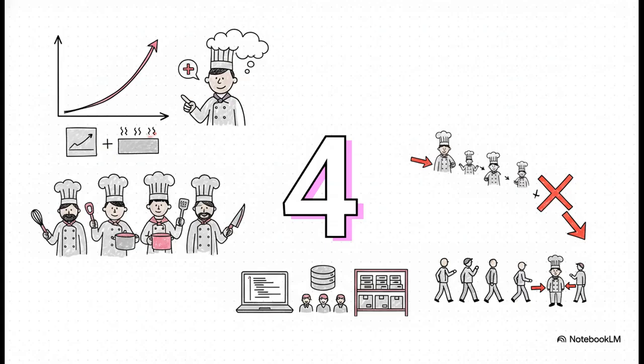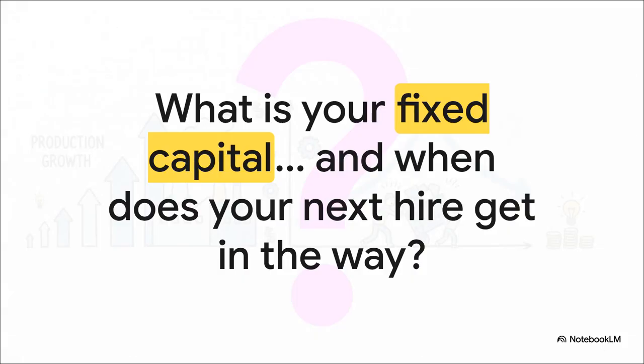Which of course brings us to the final question, the one you need to ask about your own work. So I want you to think about your own workplace or any team you've ever been a part of. What was the fixed capital? What was the thing you didn't have enough of? Was it actual physical space? Was it access to a critical piece of software? Was it just the manager's time and attention? And can you remember that exact moment when adding one more person or one more project actually started to make everything slower?